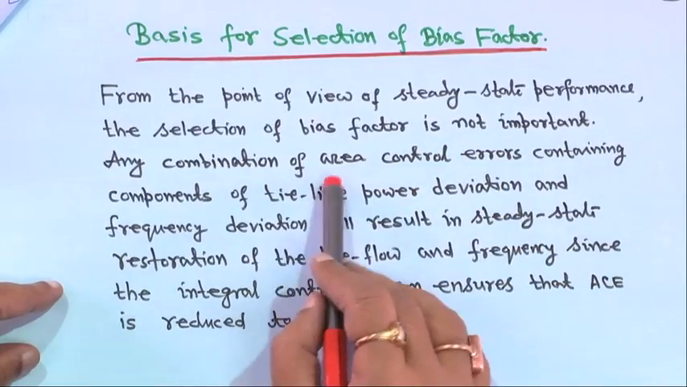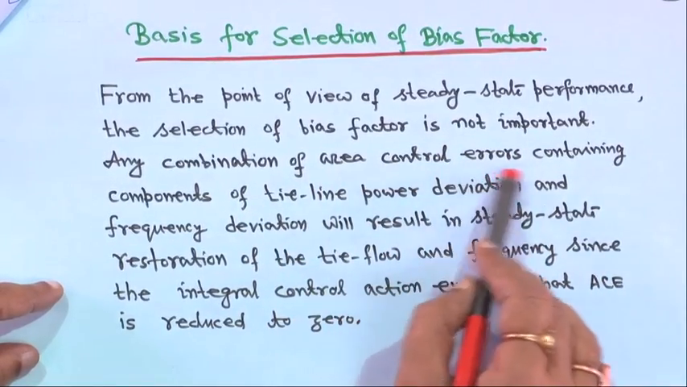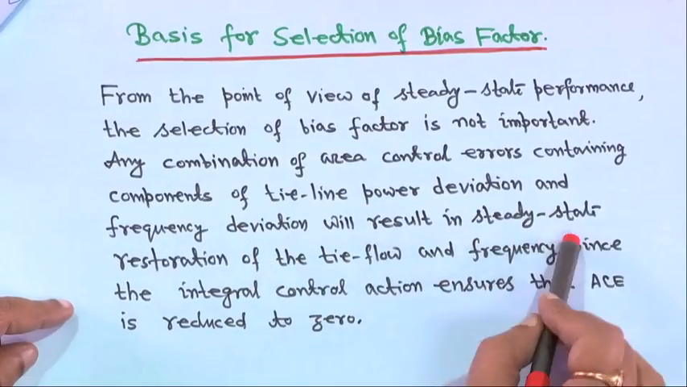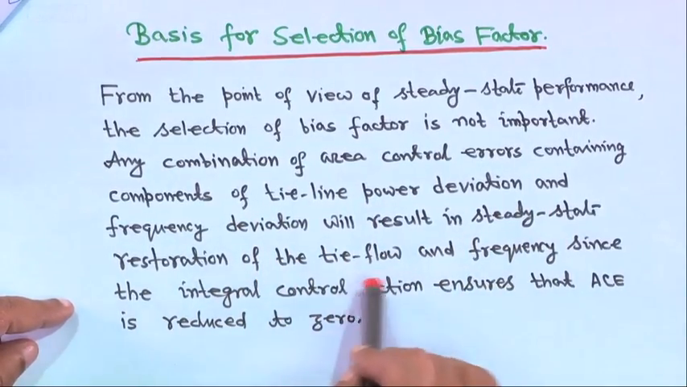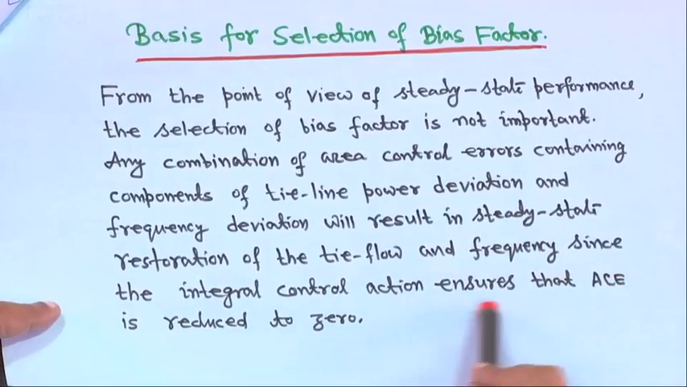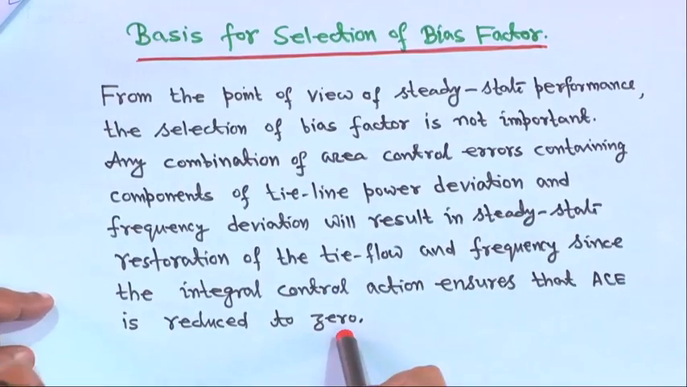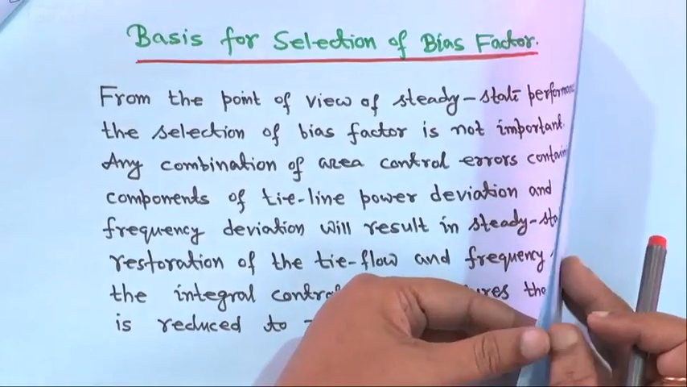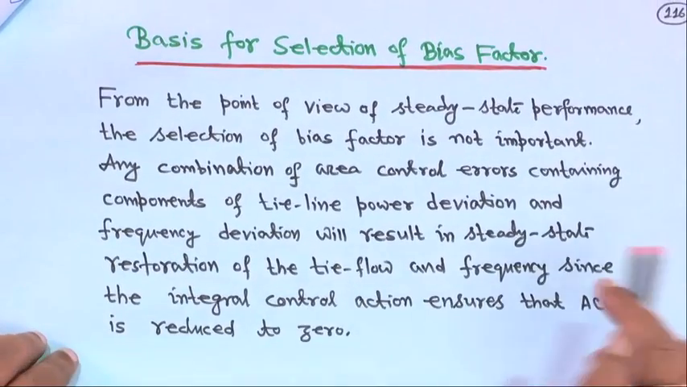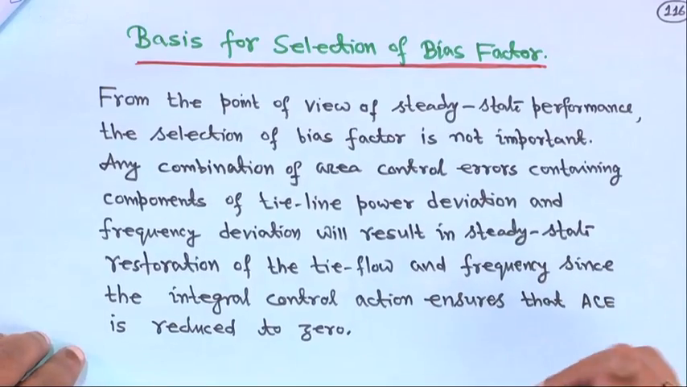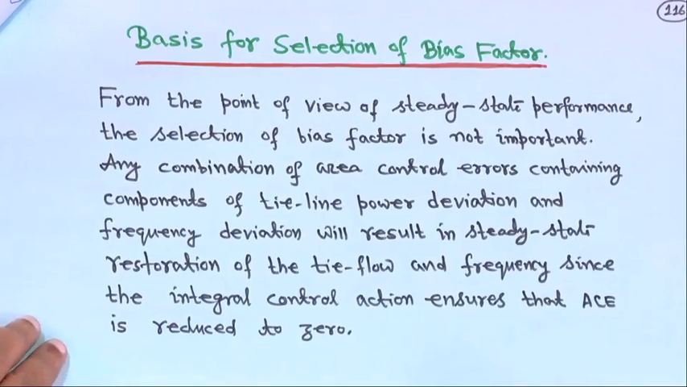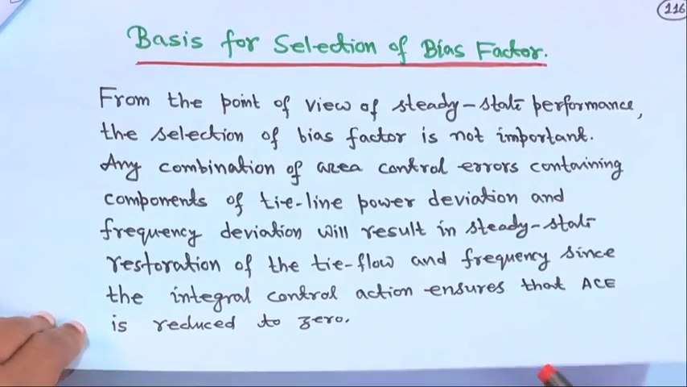But any combination of area control errors containing components of tie line power deviation and frequency deviation will result in steady state restoration of the tie line flow and frequency, since the integral control action ensures that ACE is reduced to 0. This will happen for any integral control action, but you have to select some reason for the frequency bias characteristic. Generally B equal to beta is the recommended value.